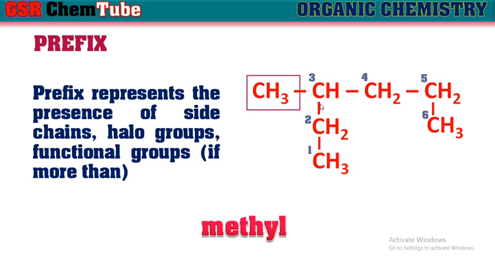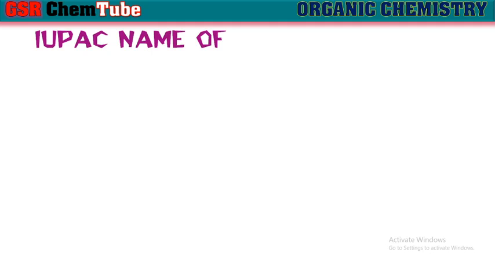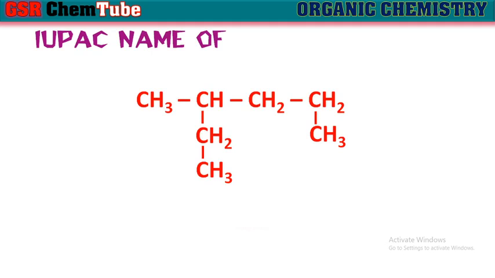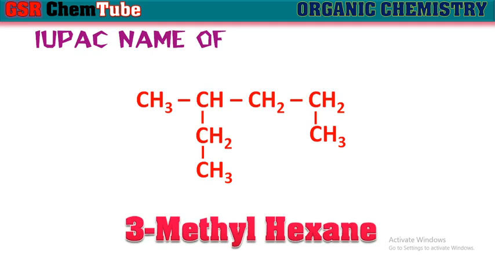So the numbers are given like this. On the third carbon, this methyl group is present. The prefix will now be written as 3-methyl, and hence the complete IUPAC name for this compound is written as 3-methylhexane.